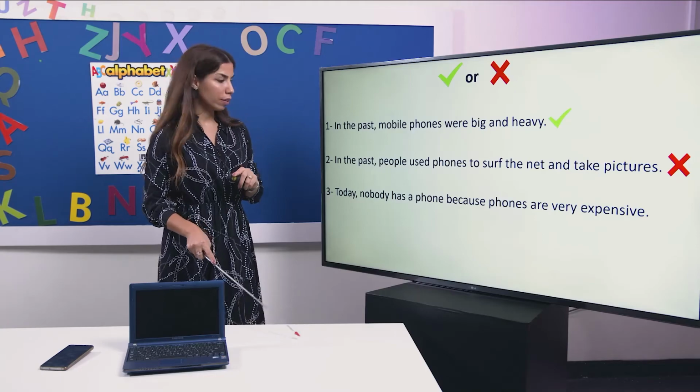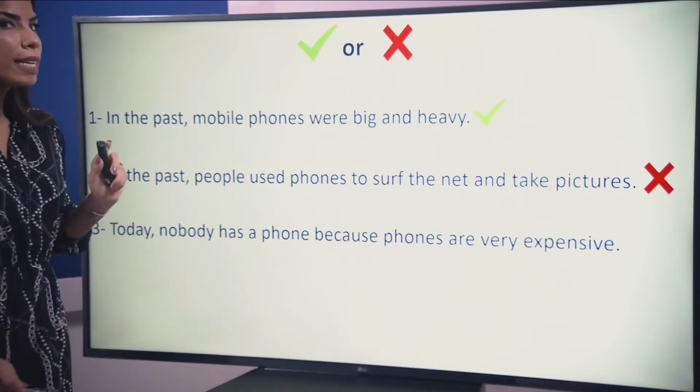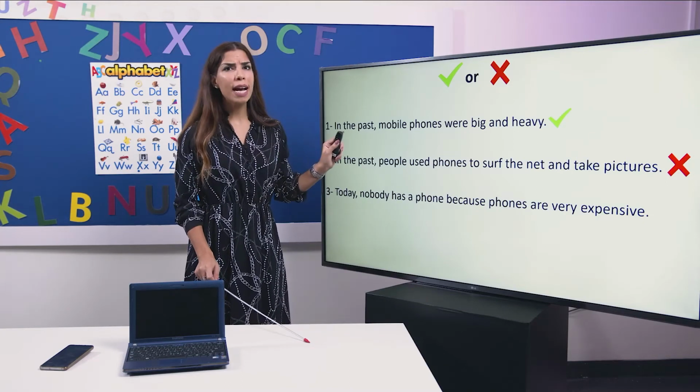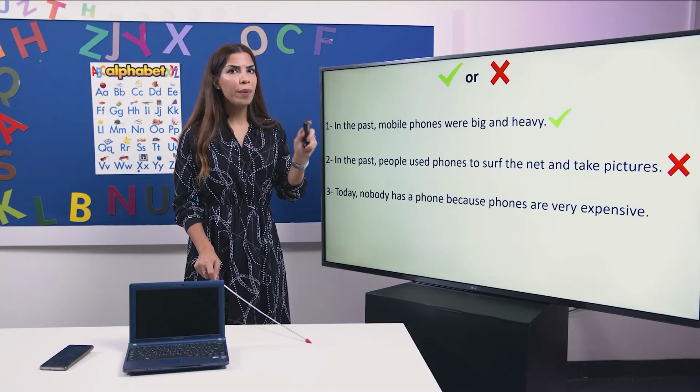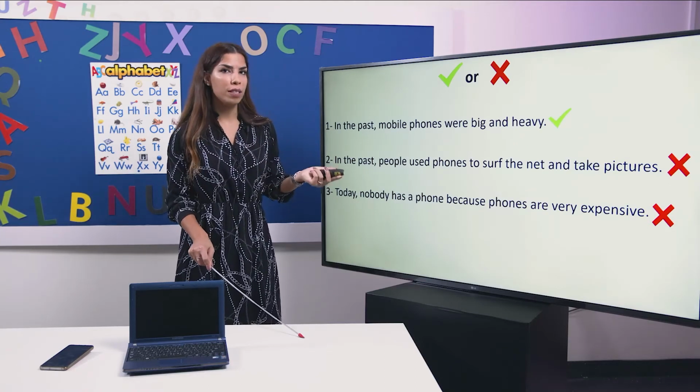Sentence number 3. Today, nobody has a phone because phones are very expensive. Do you think this is true? Nobody has a phone and phones are very expensive? No, that's not right. Today, phones are cheap and almost everyone has a phone.